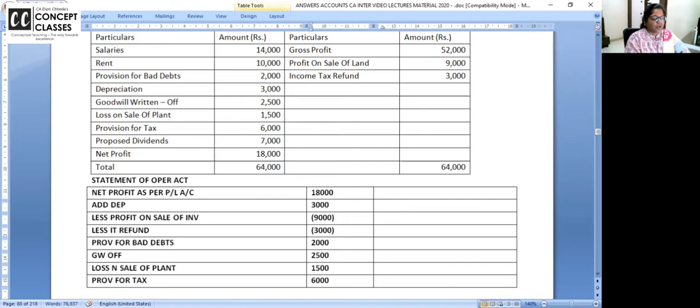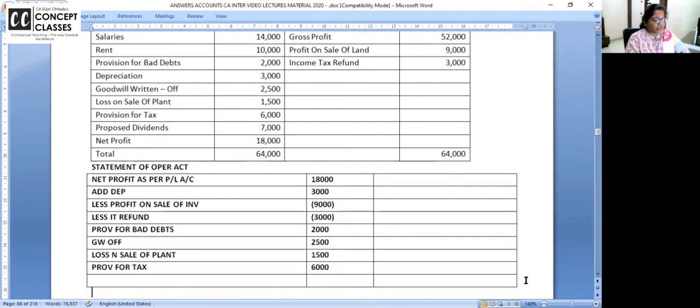Proposed dividend. Dividend is just proposed, not yet paid, no? And even if dividend is paid, it is taken as outflow in the financing activity. So if they've paid interim dividend also, add back. And this is just a provision. Book entry, add back. How much? 7,000. What do I call it? Proposed dividend, add back.